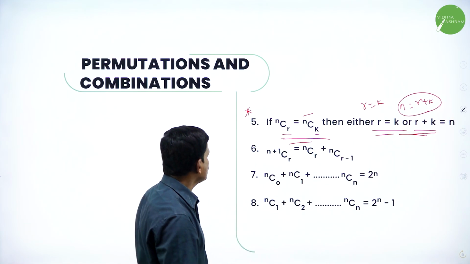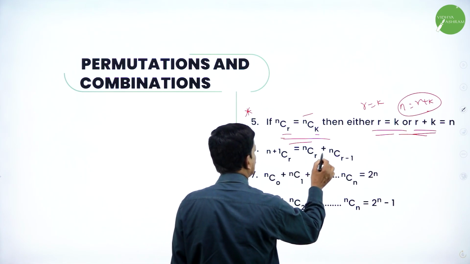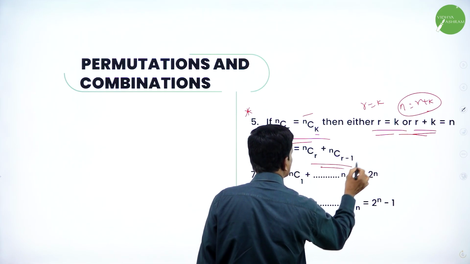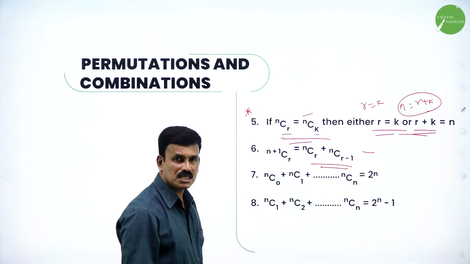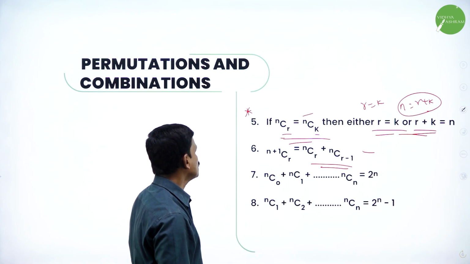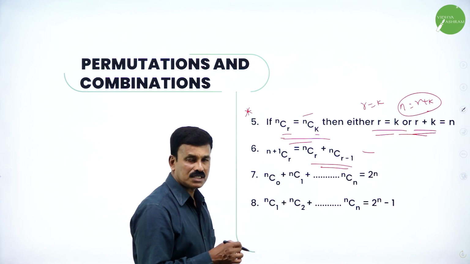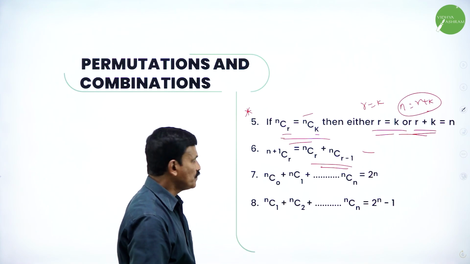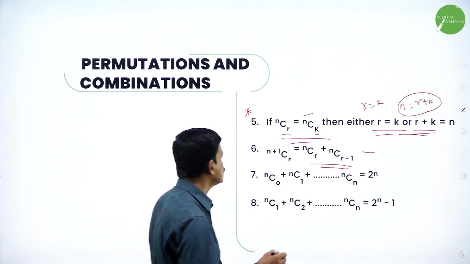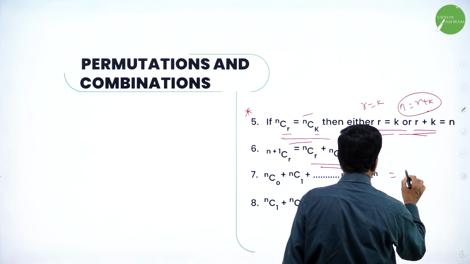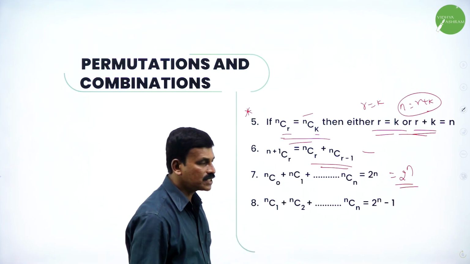Now (n+1)Cr can also be written as nCr plus nC(r minus 1). This is also an important property to solve the problems. (n+1)Cr is equal to nCr plus nC(r minus 1). Now the sum of the binomial coefficients, nC0 plus nC1 plus nC2 etc. up to nCn, is always equal to 2 to the power of n.